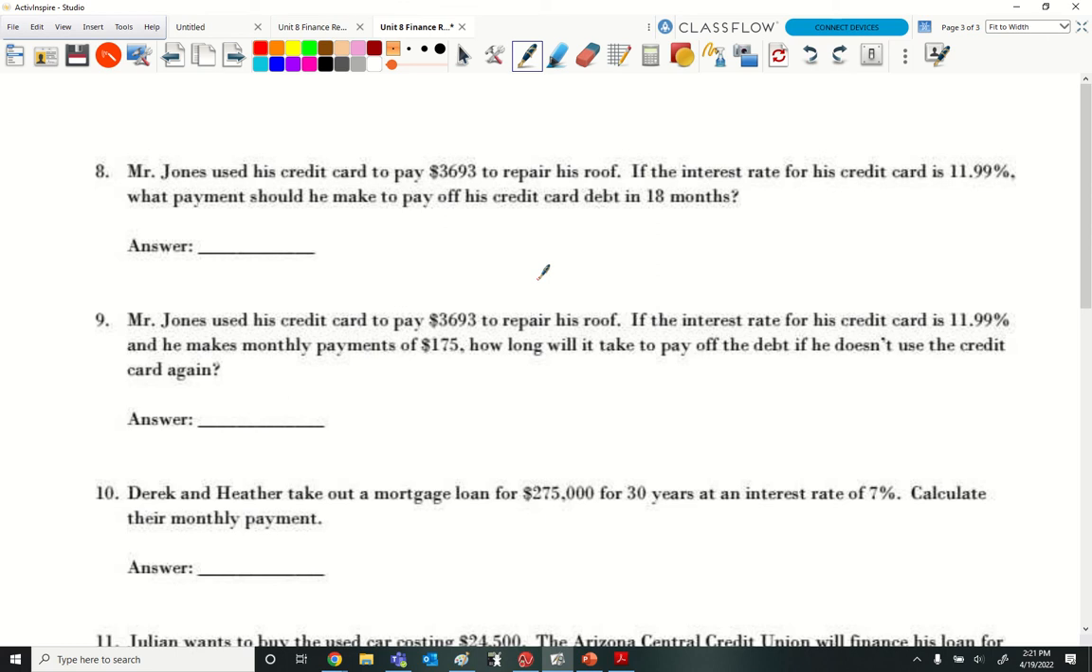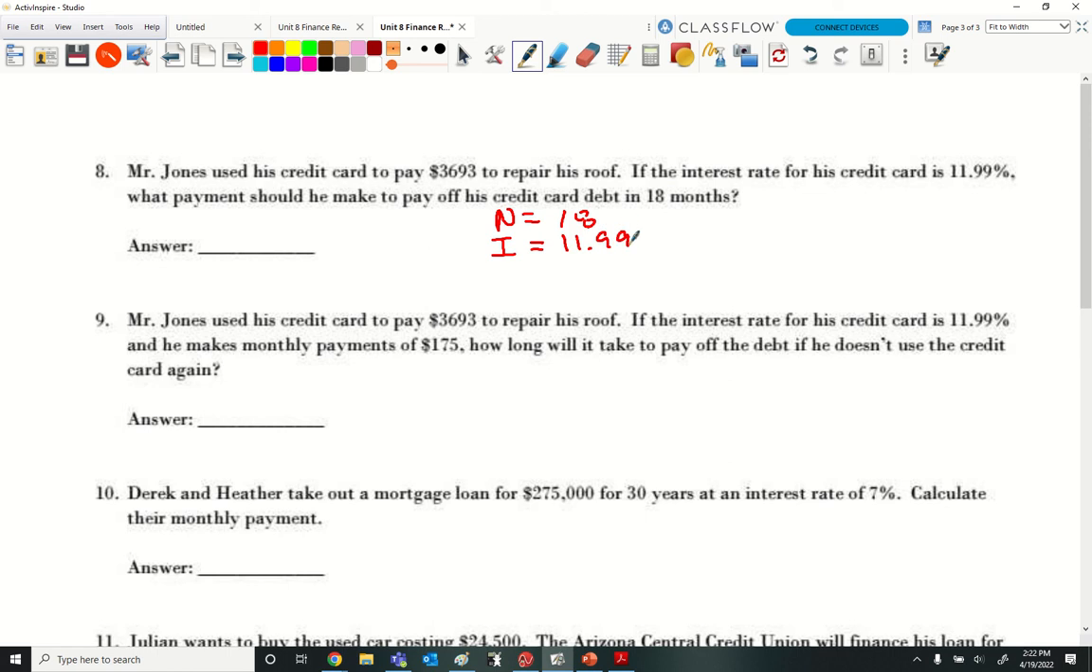So I'm going to start with my n. What's my n going to be here? What does n represent? Amount of payments. How many payments am I going to make here? 18, because you make one a month, right? Your monthly payments, and you're making them for 18 months, right? So let's do that. So it's 18 here. Interest. What is the interest? 11.99.